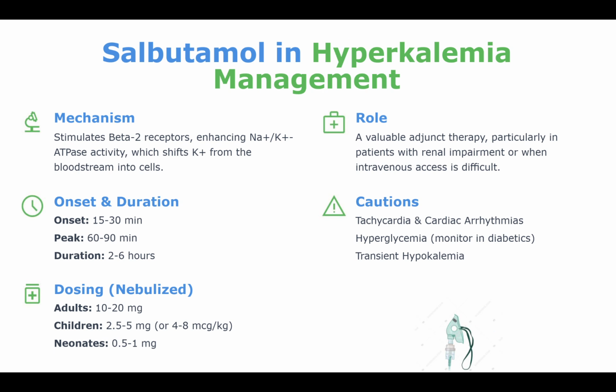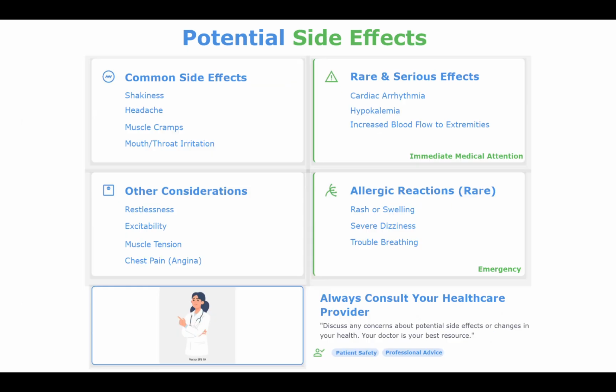Neonates: 0.5 to 1 mg, proven safe in studies. As an adjunct to insulin-glucose, it is invaluable when IV access is limited or in outpatient dialysis prep. Guidelines from ACEP and KDIGO endorse it for emergent cases with ECG changes like peaked T waves. Cautions include tachycardia, hyperglycemia, potential rebound hypokalemia, and arrhythmias.